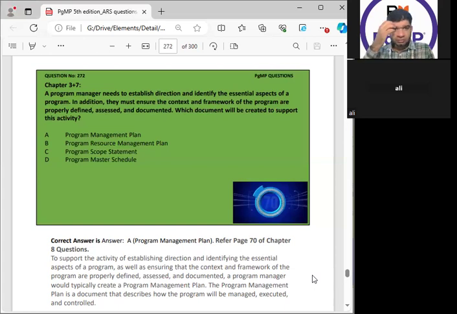Okay. The second point is chronologically representing the program's intended direction. Now the word chronologically appears only in the roadmap. It's not there in the program management plan. So if the word is there, it's a clear direction. But you have to give the next part of this line, which is the program's intended direction.